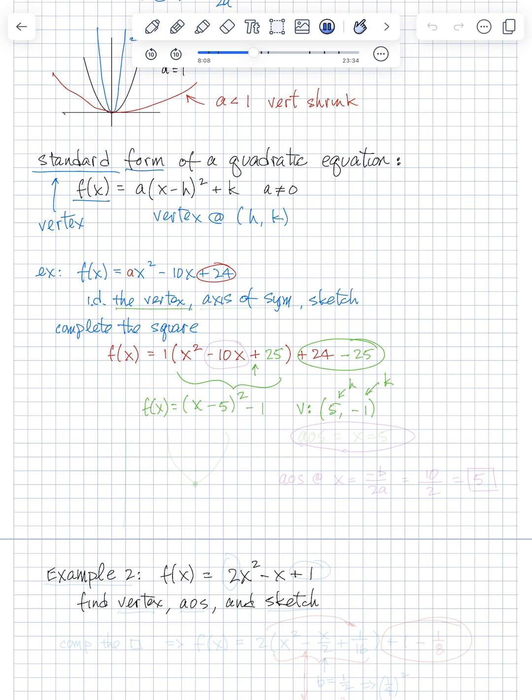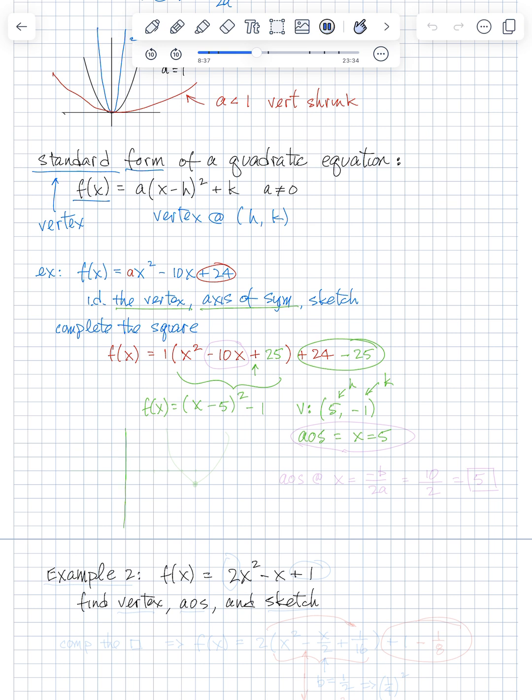The axis of symmetry is at the x value. So the axis of symmetry, we'll abbreviate it AOS, is x equals 5. That's the middle of the parabola. And now we're going to sketch it. So just draw a coordinate frame.